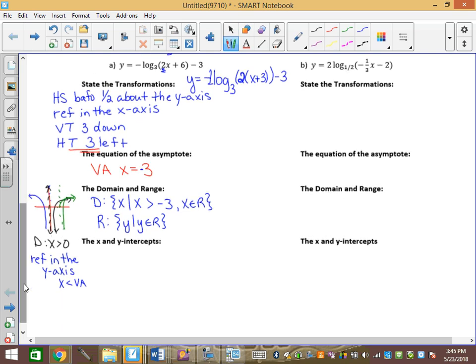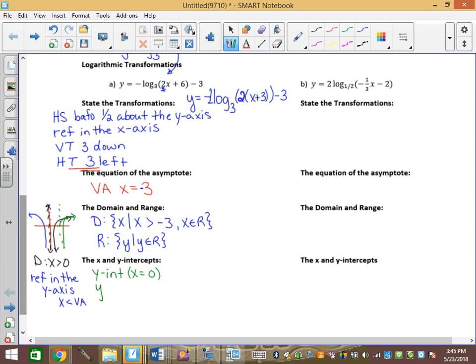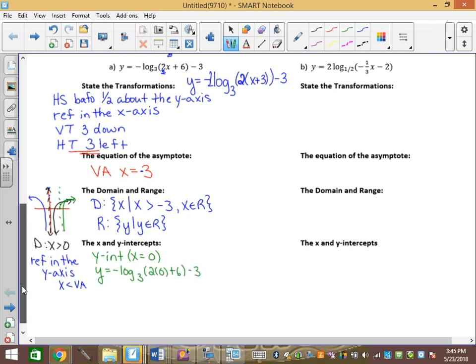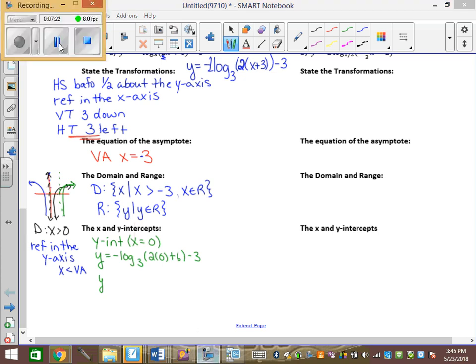My y-intercept in this case, y-intercept is x equals 0. So you're going to get y equals negative log base 3 of 2 times 0 plus 6, minus 3. And when you punch that into your calculator, you get y is approximately negative 4.63. That's going to be your y-intercept.